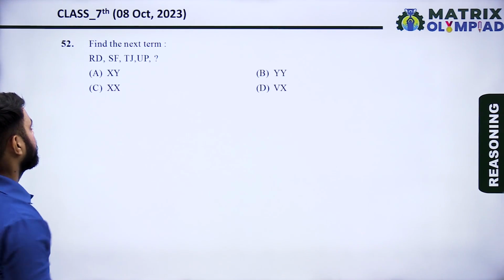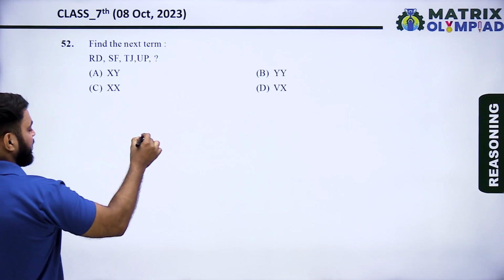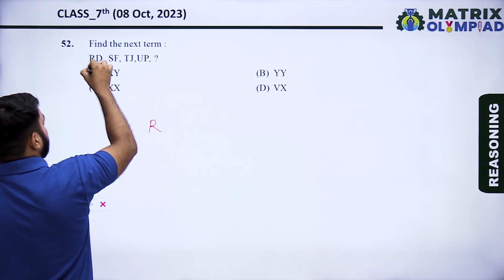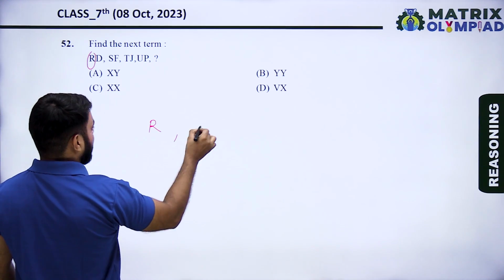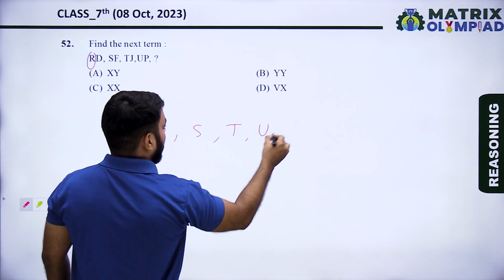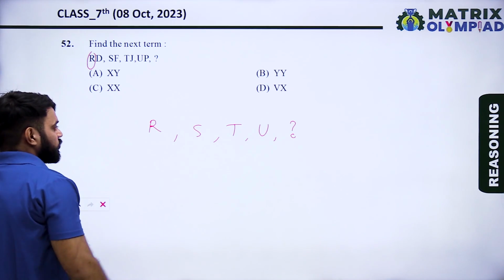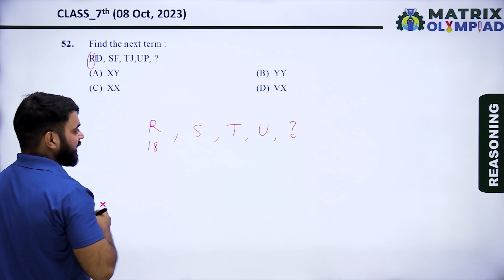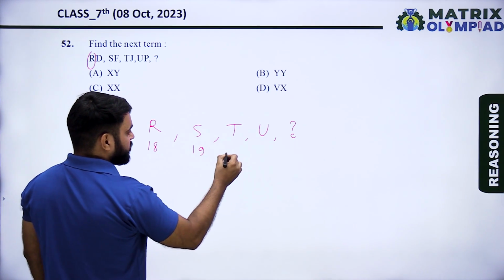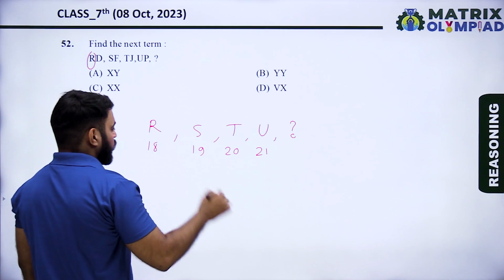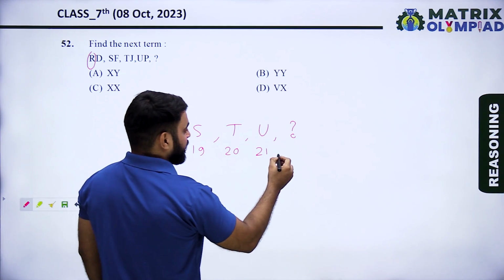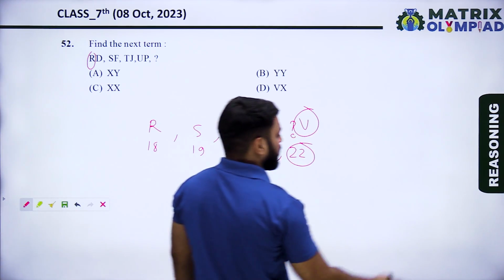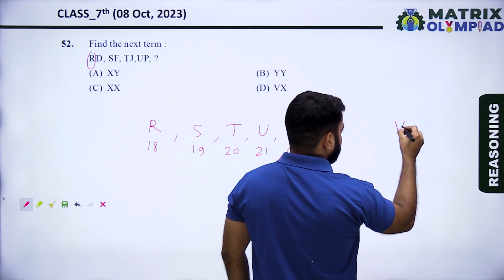The next question is: find the next term. First, write the first alphabet of each term. The first alphabets are R, S, T, U, and the missing alphabet. The position of R in the English alphabet is 18, S is 19, T is 20, U is 21. So the next is 22, and 22 means V. So the first alphabet of the missing term is V.